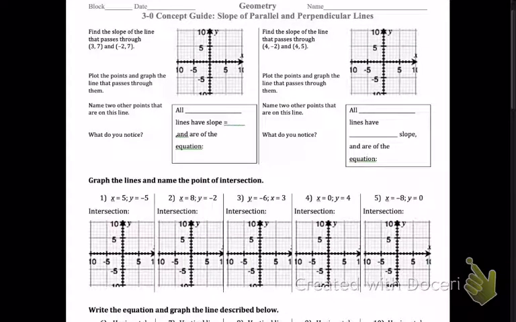All right, welcome to this lesson, which is not in our textbook. We're calling it 3O. This is going to be the slope of parallel and perpendicular lines. Some things that you did in algebra show up here.